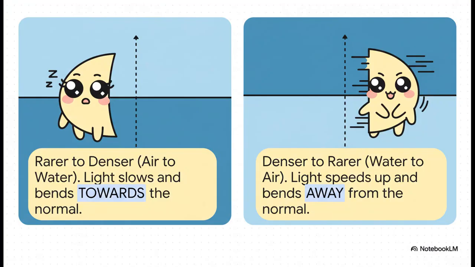All right, so there are two key rules here. When light goes from something less dense to more dense, say from air into water, it slows down and it bends towards an imaginary line we call the normal. But, and this is the important one for us, when light tries to go from a denser thing back to a rarer one, like from water back out into the air, it speeds up and bends away from that line. That second rule, that's the key to this whole mystery.